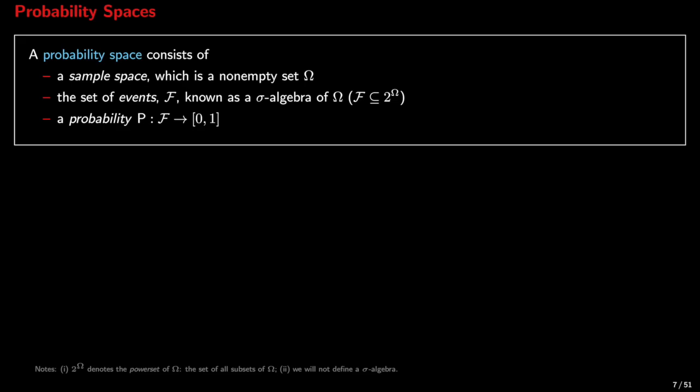The second one is the set of events, F calligraphic, which is known as a sigma algebra of the probability space. This is a subset of the power set of omega. To put it simply, it is a collection of some of the subsets of our sample space. And the third ingredient is the probability itself. The probability is a function that you give an event and it returns a number from 0 to 1.